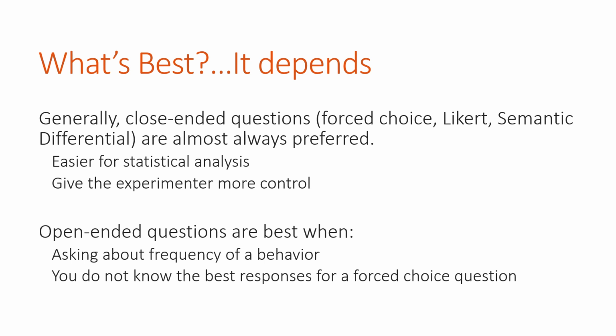That being said, that's not always going to work. Sometimes it won't work, and in those situations, open-ended questions are best. Especially if you're going to ask about the frequency of behavior, that's a good time to do it. I remember taking a survey about risky behavior, maybe my first year in college. They were asking a question like, how many drinks do you have per week? And there were boxes there. It was forced choice: 0, 1 to 2, 3 to 4, 5 to 6, 7 plus.